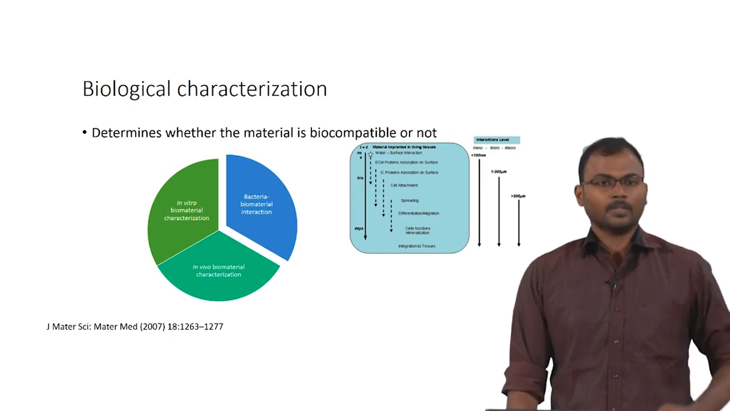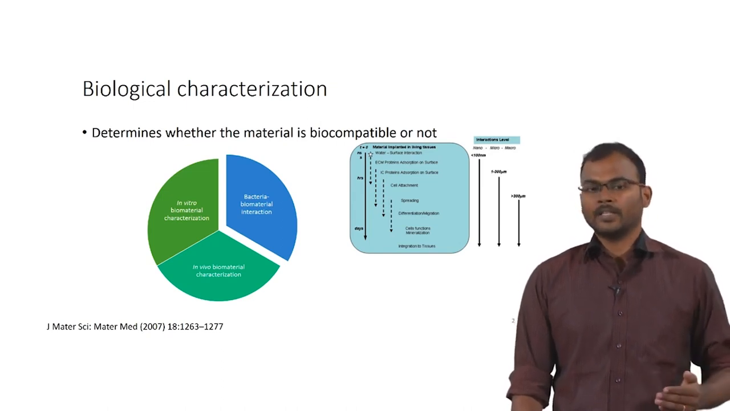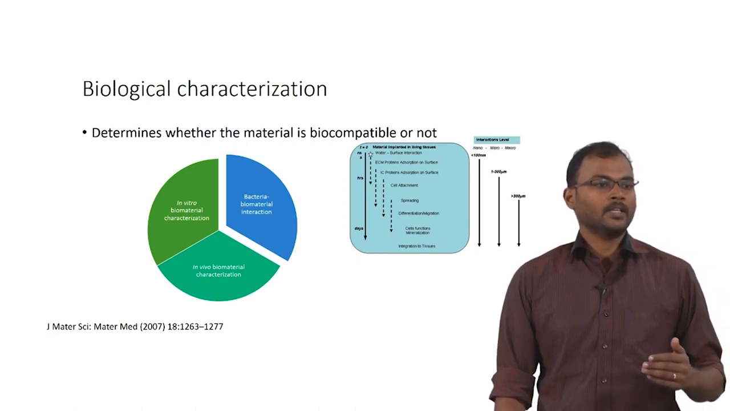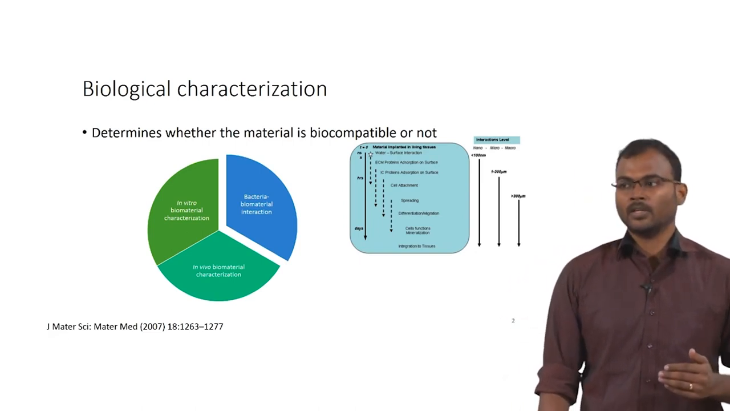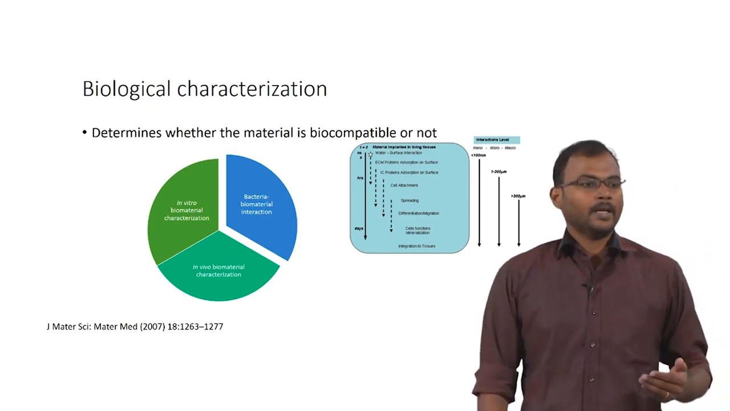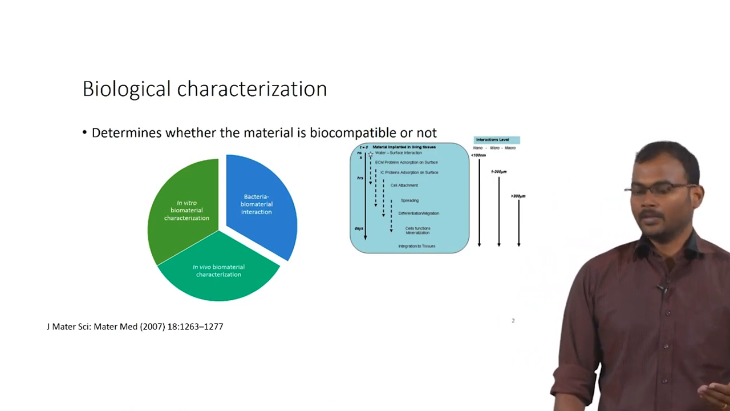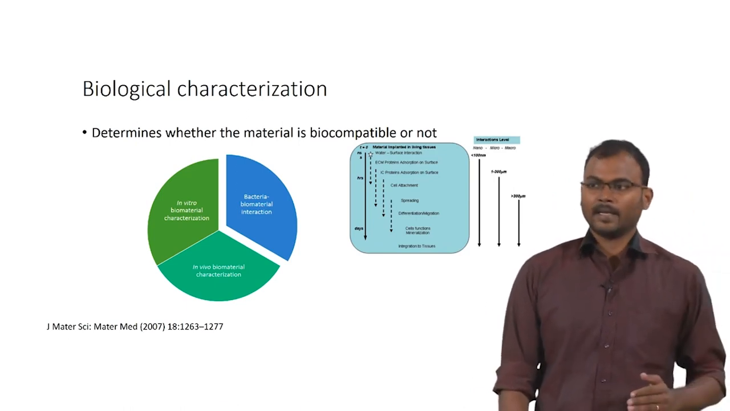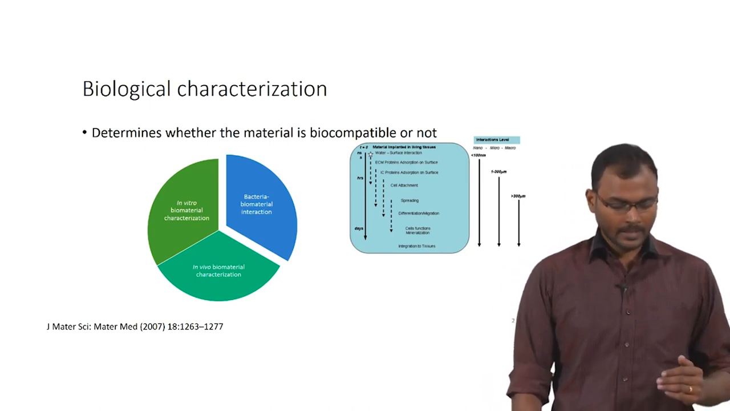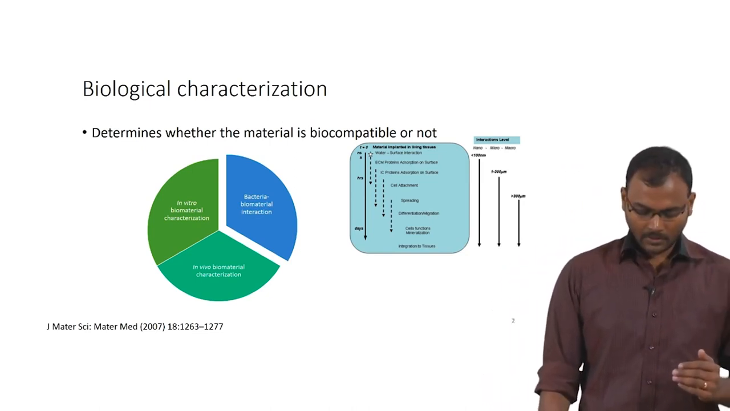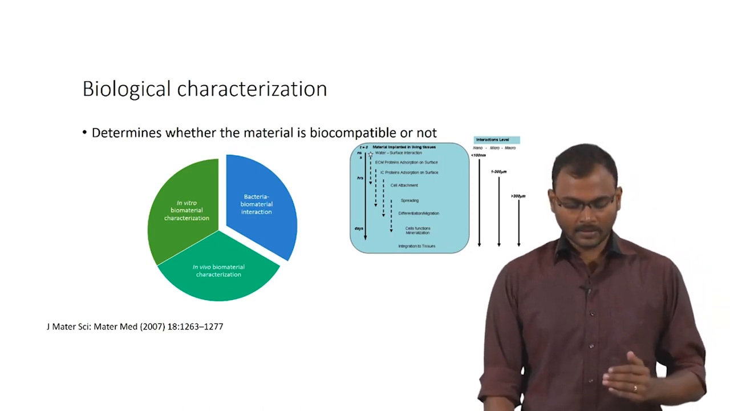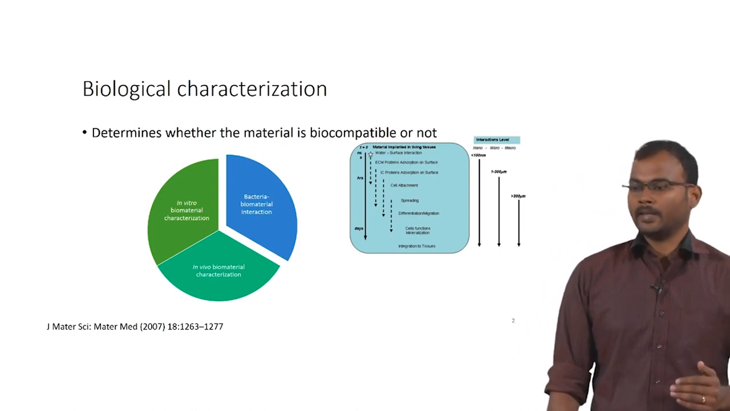So this is the end game which determines whether your material is biocompatible or not, which is basically whether the implant or devices you are producing will be taken by the host system or will be rejected by the host system. So in biological characterization, there are three major categories. One is in vitro biomaterial characterization, and another is in vivo biomaterial characterization. And apart from this, there is a separate section which is bacteria biomaterial interaction.